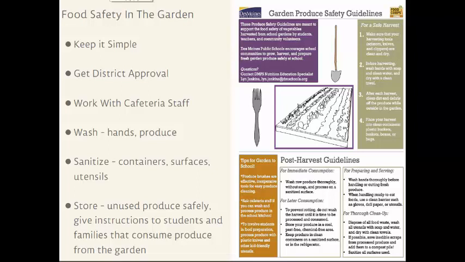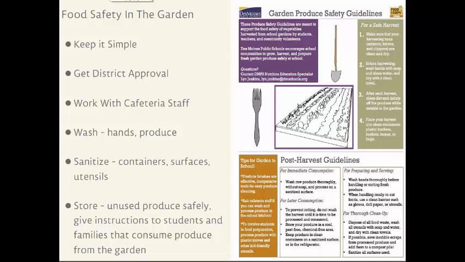So making sure that if things need to be refrigerated or kept in a cool space, that you have areas for that, and giving instructions for students and families who take produce home from the garden to make sure that they're washing it, and even once it gets home, making sure that they're able to store it in a place where it won't go bad or make anyone not feel good.